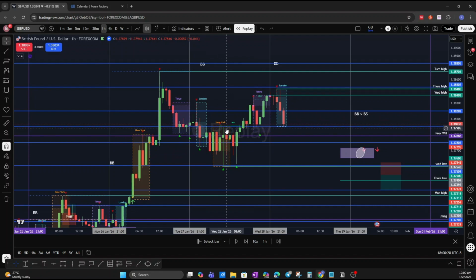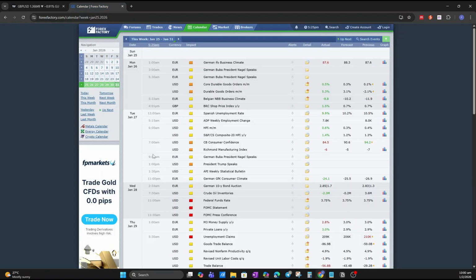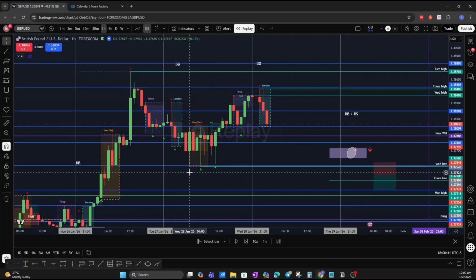central bank rates decision. So if you go to 28 January, yeah, there's federal fund rates, FOMC statement, and FOMC press conference at 11 a.m. GMT-8. So surely there wouldn't be much movement before this. So even though bias is buy, I look for buys, and there's some support level right here. There's no reaction to any daily levels at all.